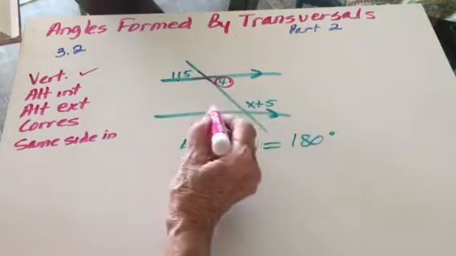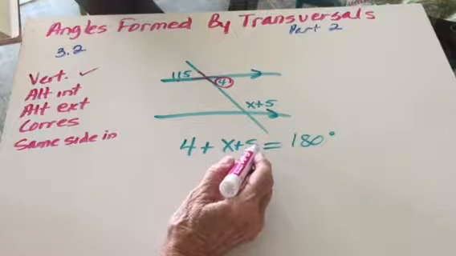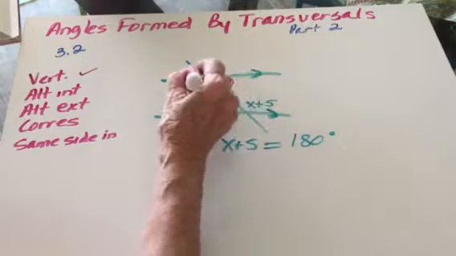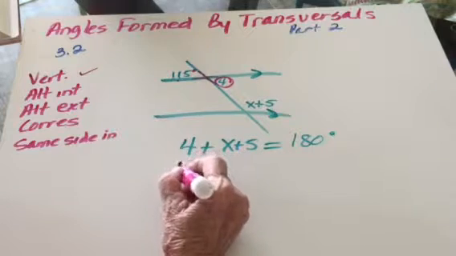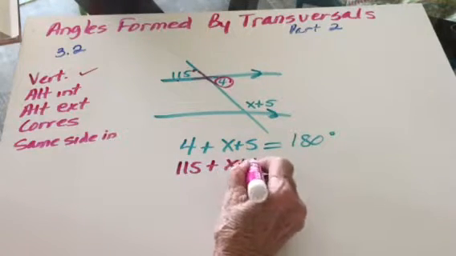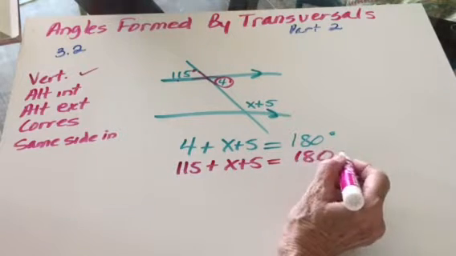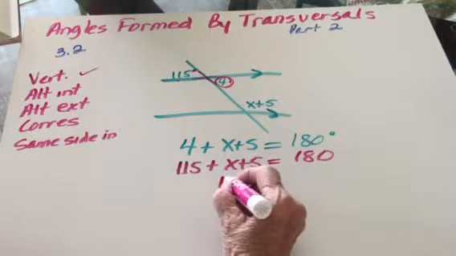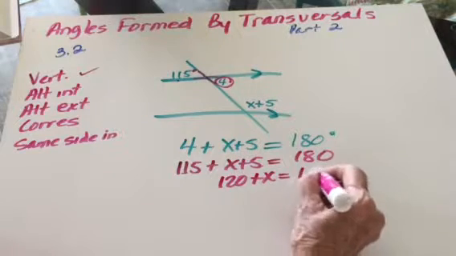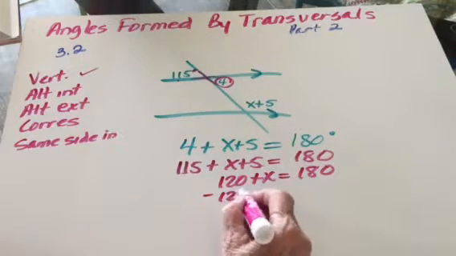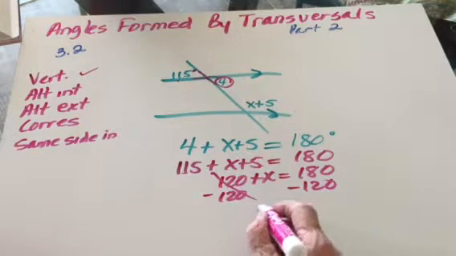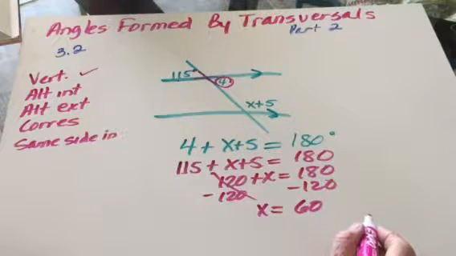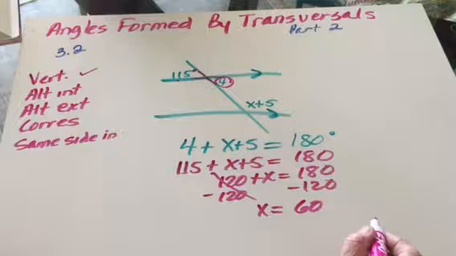So can I just substitute? Instead of saying 4 plus x plus 5, I'm going to say 115. Because this just meant angle 4. This was actually the degrees. So I'm going to say 115 plus x plus 5 is 180. Are you okay with that? All right, well, let's see. What do we have here? 115 plus 5 is 120, plus x is 180. Now I just solve it algebraically. Minus 120 on both sides. X equals 180 take away 120 is 60 degrees. So x equals 60 degrees.